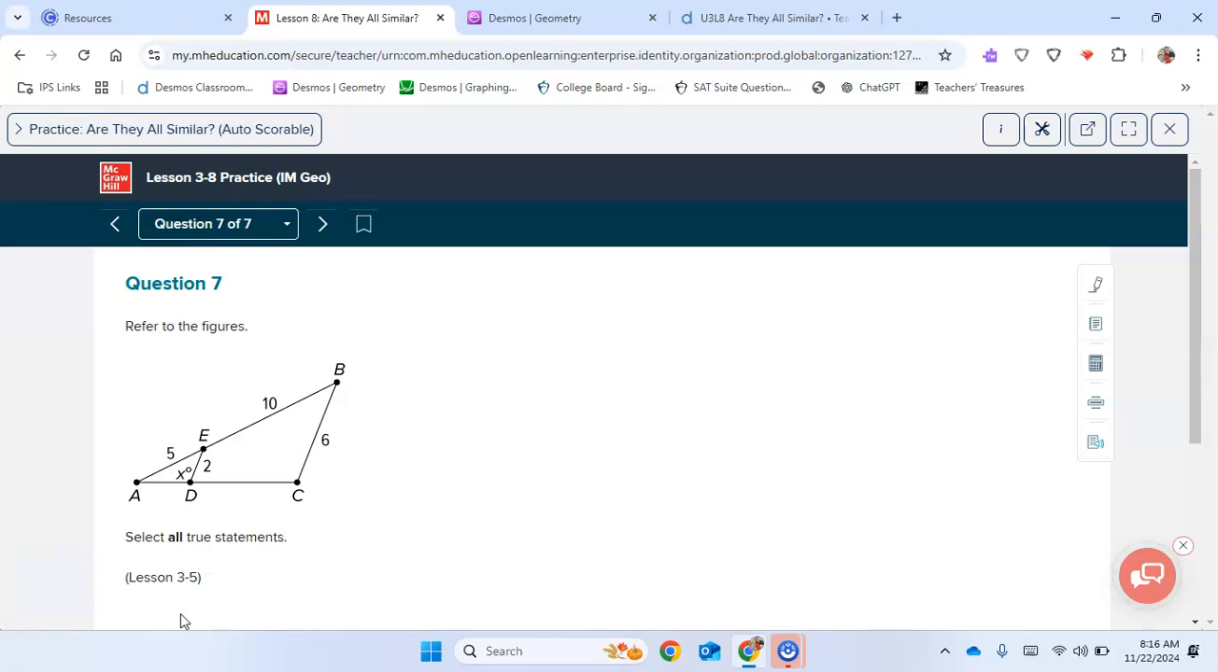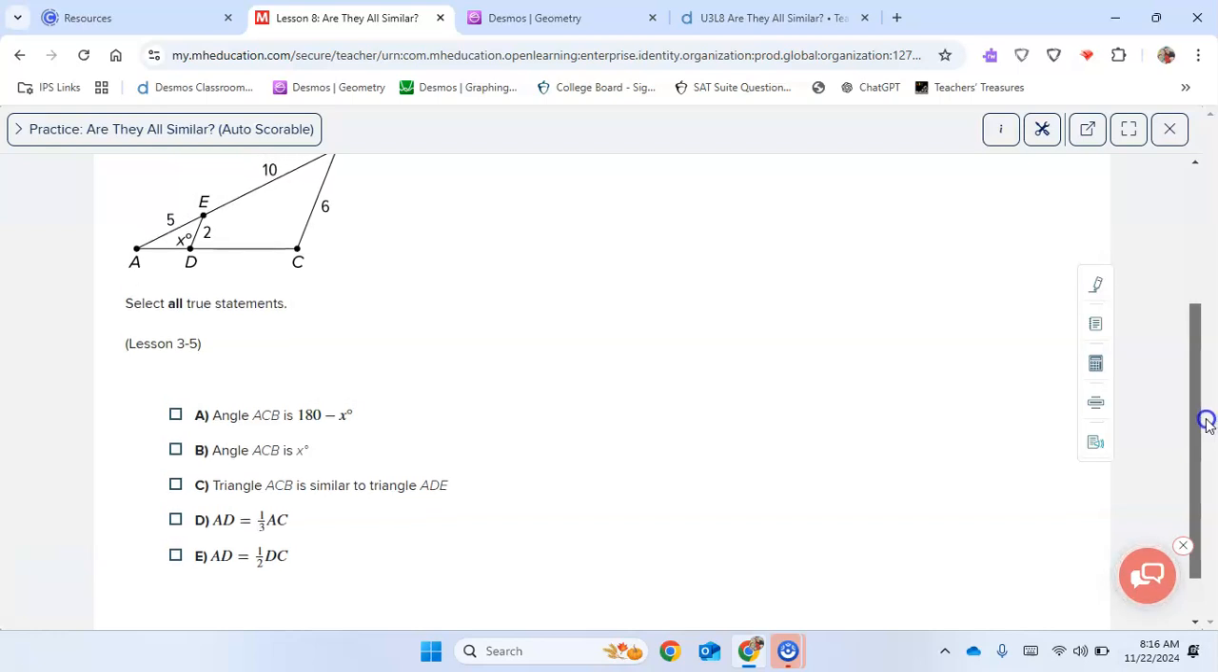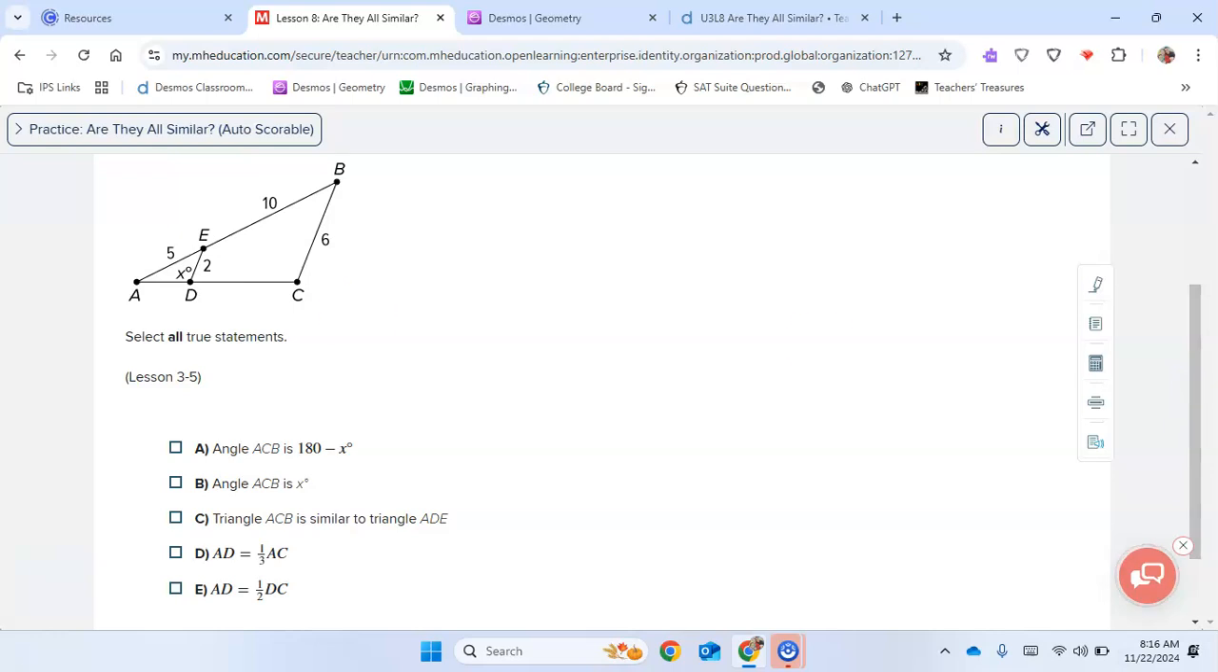Question 7, refer to the figure, select all true statements. Angle ACB is 180 minus X. No, angle ACB is X. They are corresponding angles. Segment ED and BC are parallel, and that means angle ADE, or X, is the same as ACB. So ACB is X, not 180 minus X.